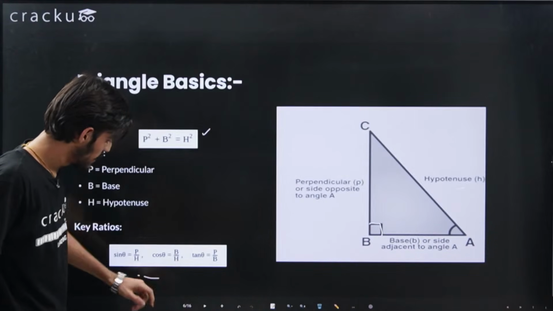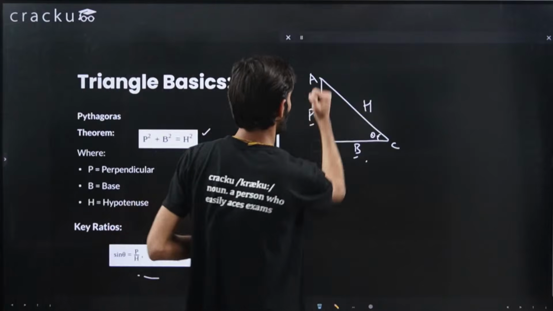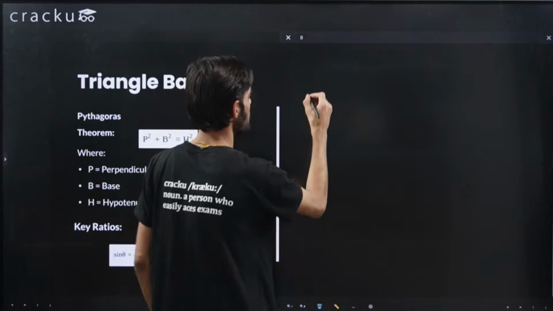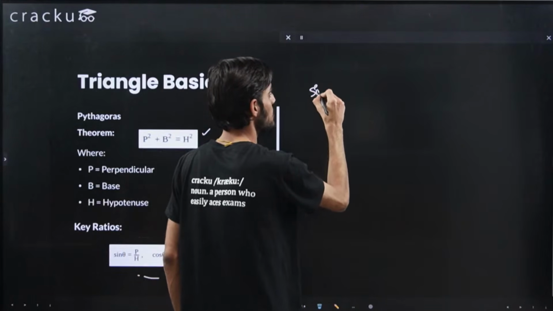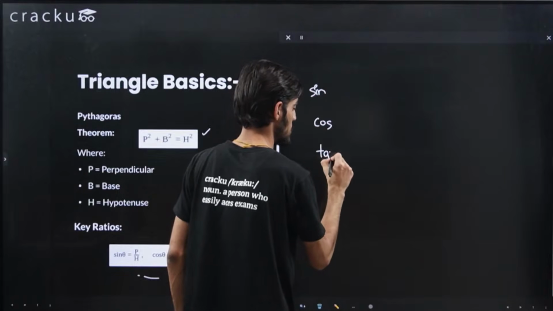But what is more important is to know the three ratios. Like I told you, there are 6 trigonometric ratios, that is sine, cos, tan.